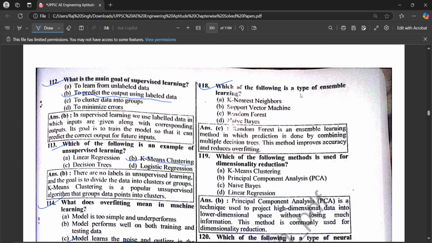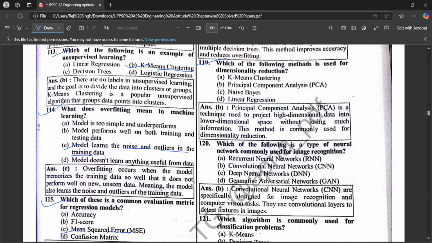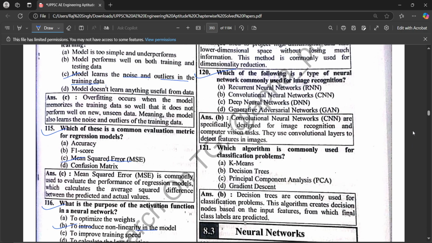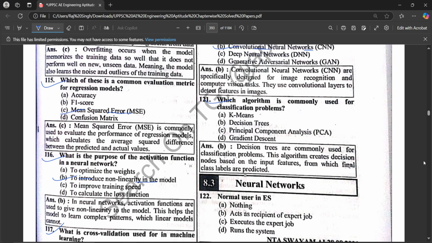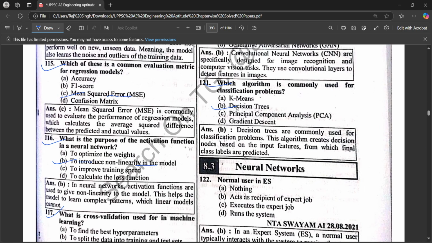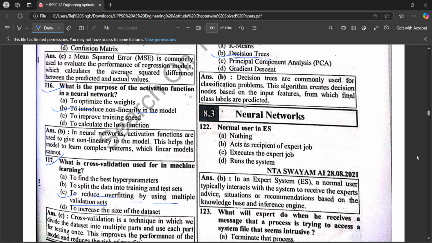Which of the following is a type of ensemble learning? Random forest. Which of the following methods is used for dimensionality reduction? Principal component analysis. Which of the following is a type of neural network commonly used for image recognition? Convolutional neural network. Which algorithm is commonly used for classification problems? Decision trees, neural network.